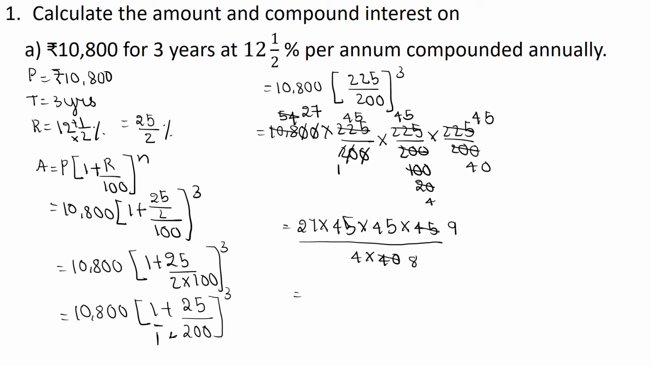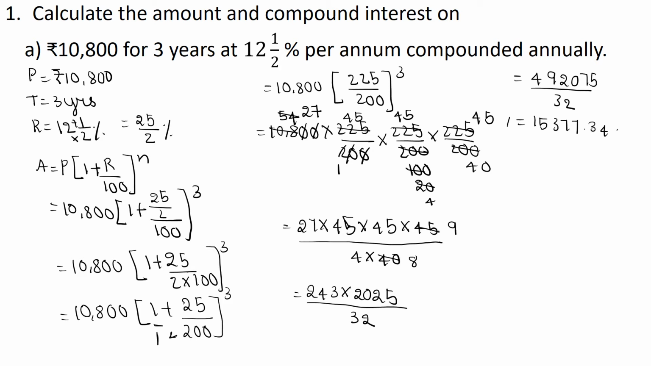When we multiply, we get 243 into 2025 by 4 into 8 is 32. 243 into 2025 will be 492075 by 32. When we divide, we get in decimals 15377.34. This will be the amount.